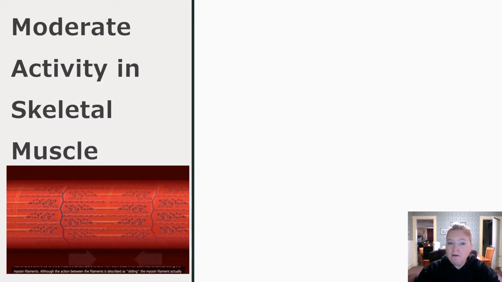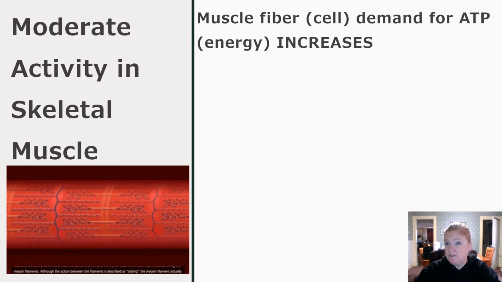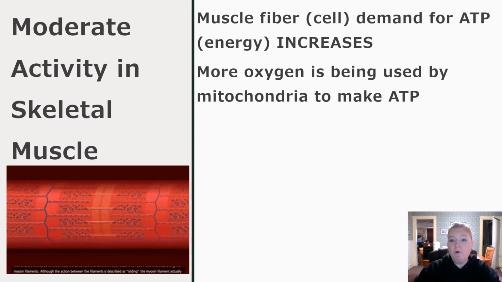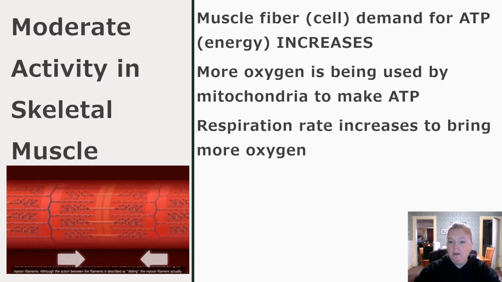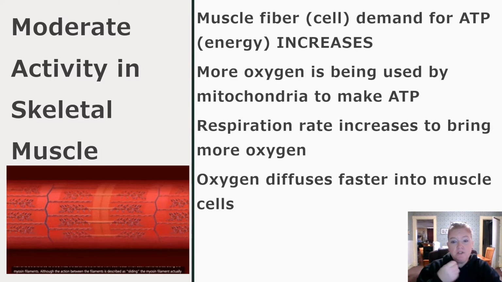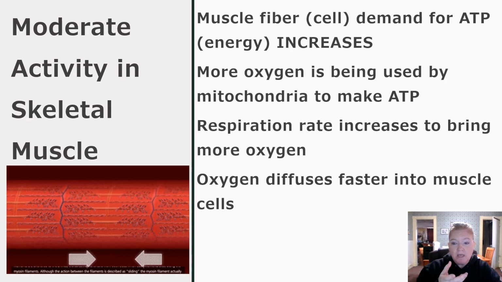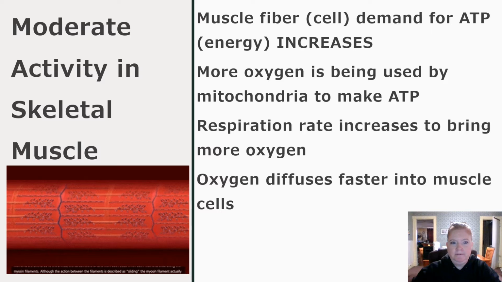Now, when there's moderate activity in the skeletal muscle, the muscle fiber or cell demand for ATP or energy increases. So more oxygen is being used by the mitochondria to make ATP. Our respiration rate is going to increase to bring more oxygen. The oxygen diffuses faster into the muscle cells, but the body is in general still able to keep up.